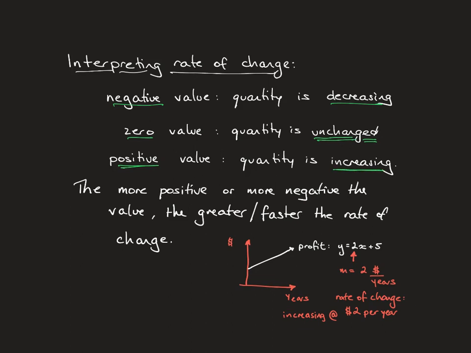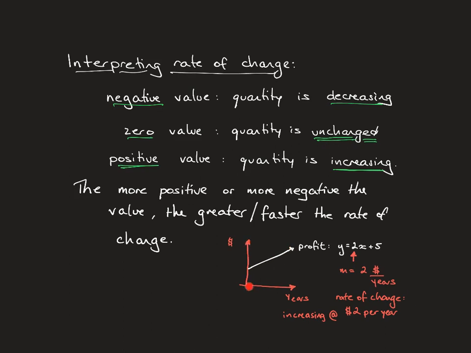And the larger the positive value, or the more negative it is, the greater or faster the rate of change. So if you have a really steep slope that will have a high positive value, then you have a fast rate of change. If it's kind of flat like this one, you'll have a slower rate of change.